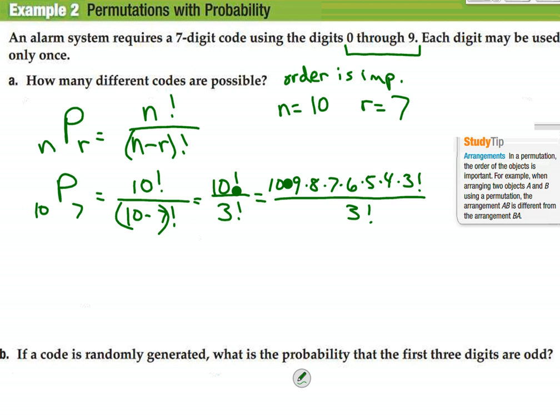Generally, when you're going to cancel those things, you write down to whatever the highest factorial is that you can cancel. There's only one factorial in the denominator, this 3 factorial, but sometimes there will be 2 factorials down there. Then we can cancel those. And when you multiply that, it's a big number, 604,800.